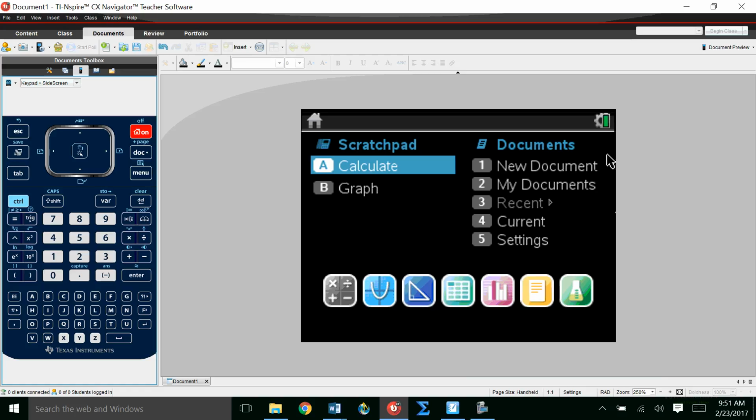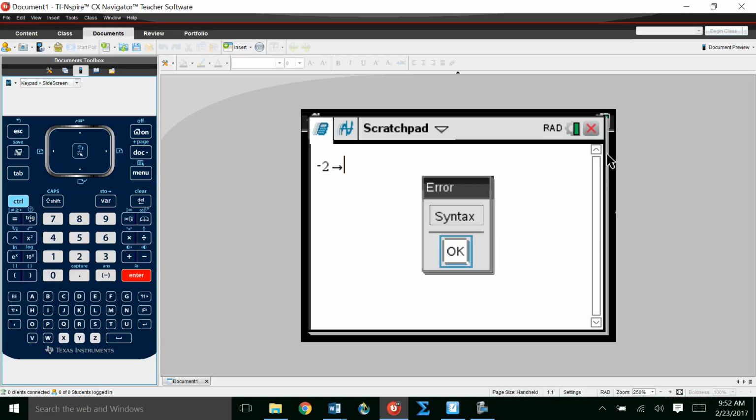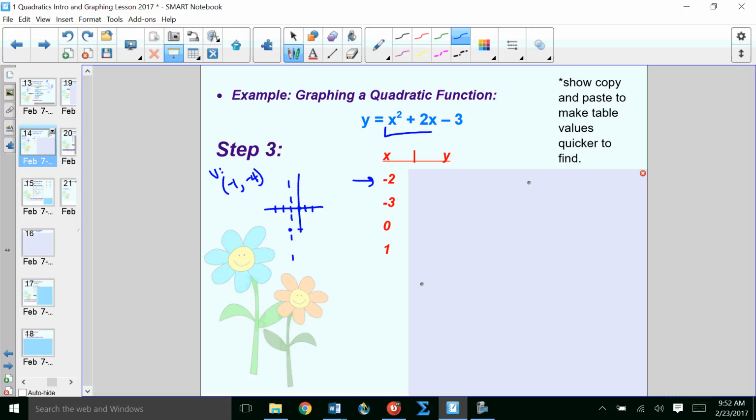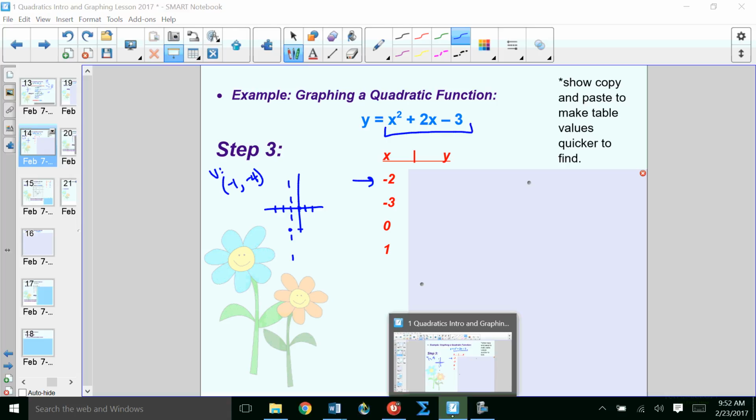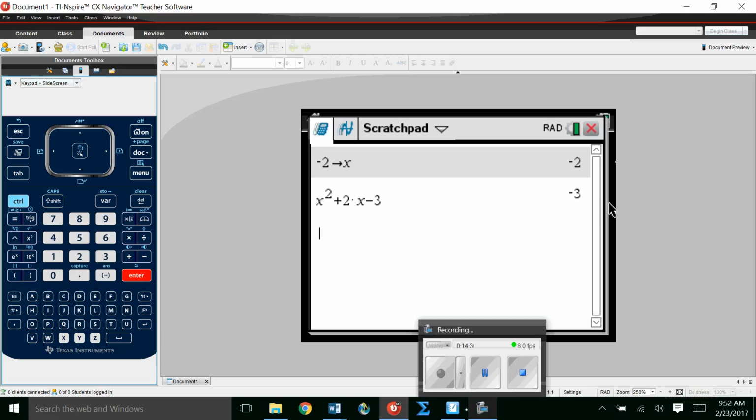So let's come to our calculator, our scratch pad. So I'm going to store x as -2. So -2, control store x. Okay, there we go. X. And then from here, we'll type our equation, and you're just typing this portion of it because we don't know the y. So x squared plus 2x minus 3. And your calculator is going to now replace x with -2 each time, and we get that to be -3.